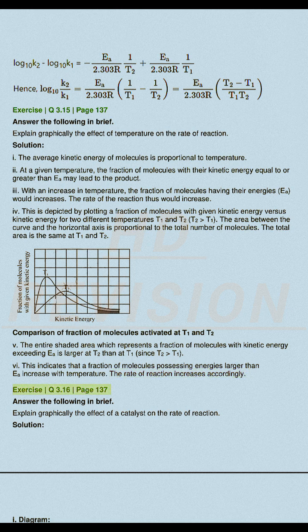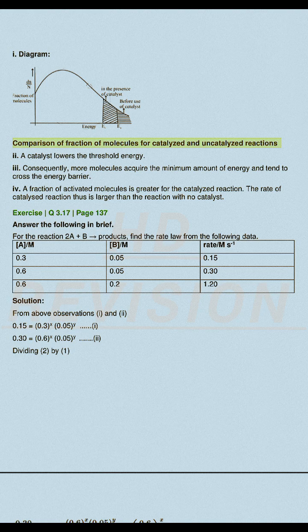Exercise Q3.16, page 137. Answer the following in brief. Explain graphically the effect of a catalyst on the rate of reaction. Solution. Diagram: comparison of fraction of molecules for catalyzed and uncatalyzed reactions. A catalyst lowers the threshold energy. Consequently, more molecules acquire the minimum amount of energy and tend to cross the energy barrier. The fraction of activated molecules is greater for the catalyzed reaction. The rate of the catalyzed reaction thus is larger than the reaction with no catalyst.